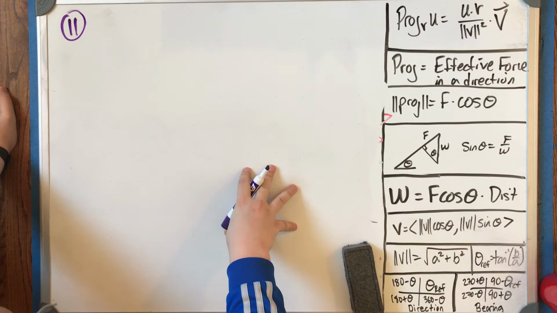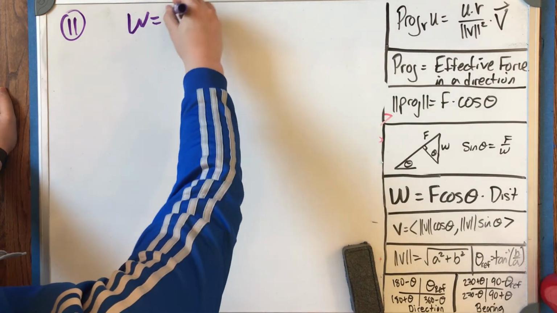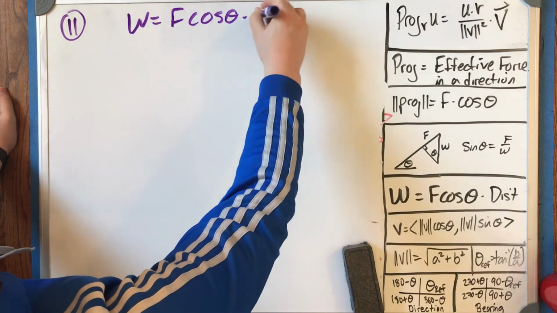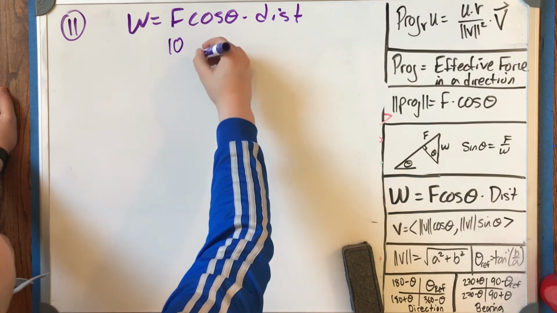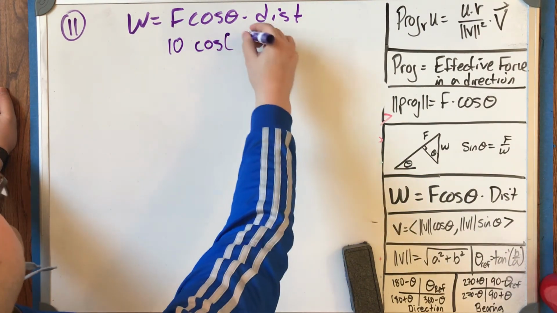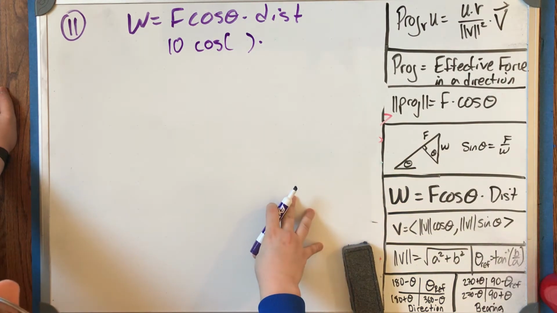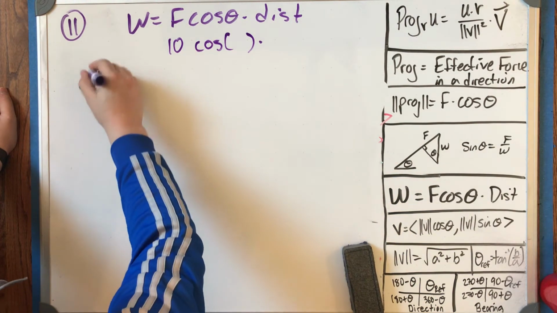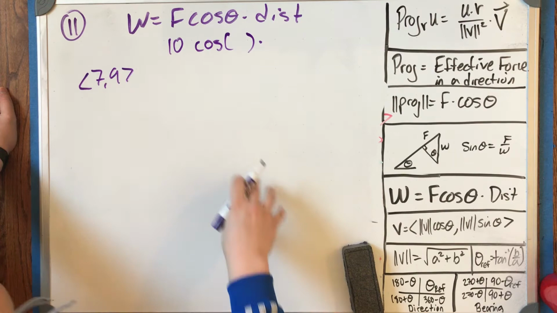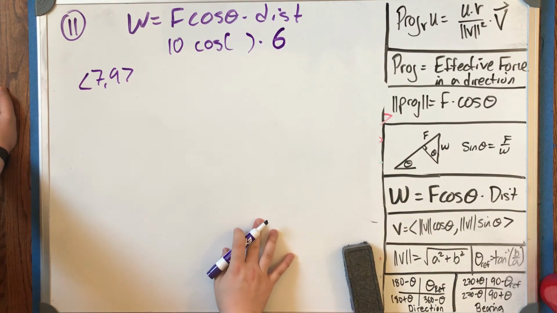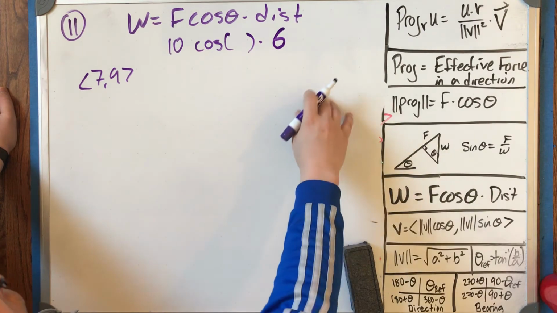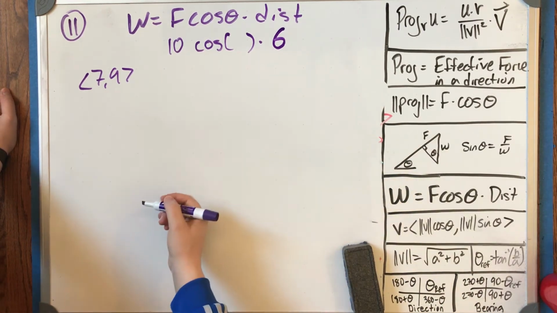All right, 11. We're doing a work question, which is force cosine theta times the distance. They told us that the force is 10 pounds. And we're going in a direction of 7, 9. Moving the object 6 feet, so that's that. And we're moving it from 0, 0 to 6, 0. So that's in the horizontal direction.